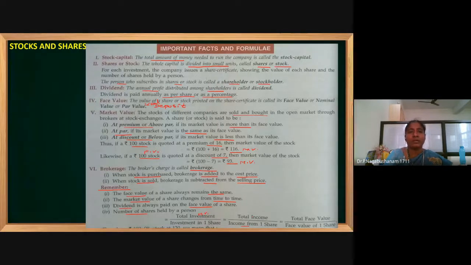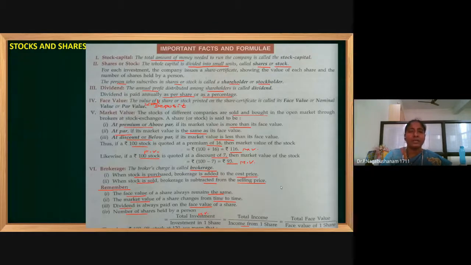Stock, value, capital, share, individual share. Dividend means profit, face value means initial deposit, and market value means that the initial deposit may increase or decrease based on the market. Brokerage means the broker's charges. It gets added to the cost price and subtracted from the selling price. Face value remains the same, while market value may change from time to time.